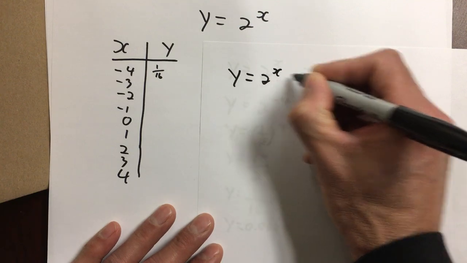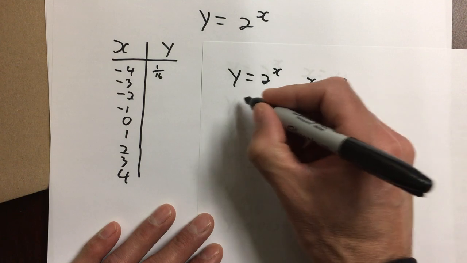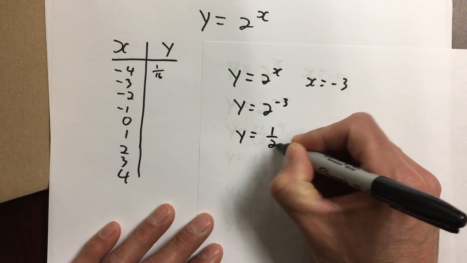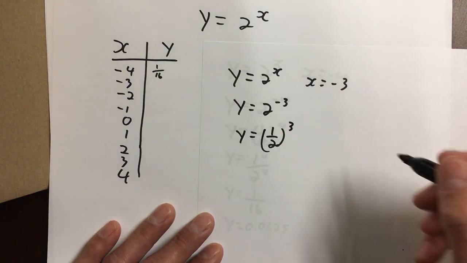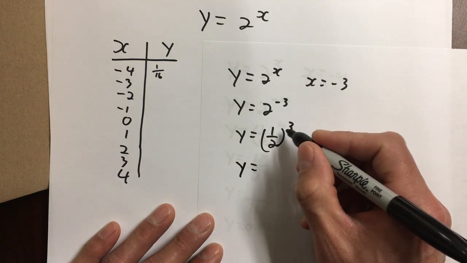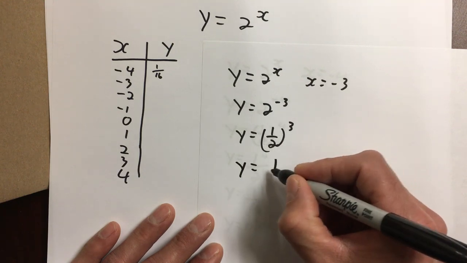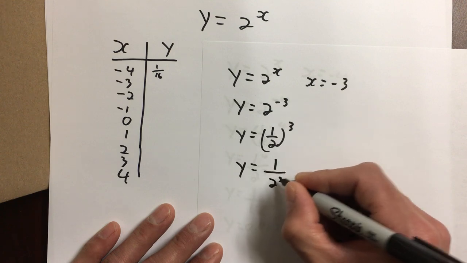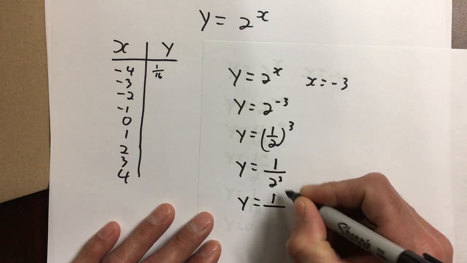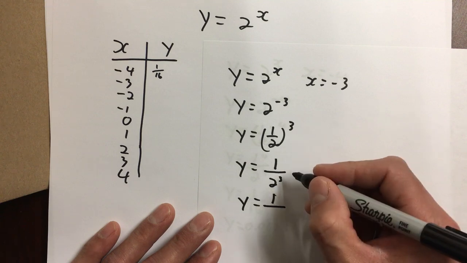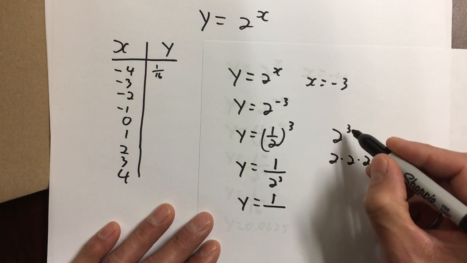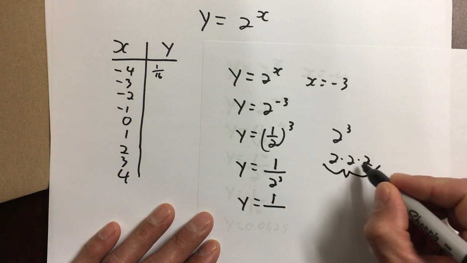So y equals 2 to the x when x is negative 3. Y equals 2 to the negative 3, which is 1 half to the positive 3. So remember, if the exponent is a negative, take that 2 and turn it into a 1 half. Now apply the exponent to the top and the bottom. 1 to the 3 is 1, and 2 to the 3 is 8, because 2 times 2 is 4, times 2 is 8. I see people accidentally write in a 6 quite often. Remember, this is not 2 times 3. 2 to the 3 is 2 times 2 times 2. What does that 3 mean? It means there are 3 of these all being multiplied together.